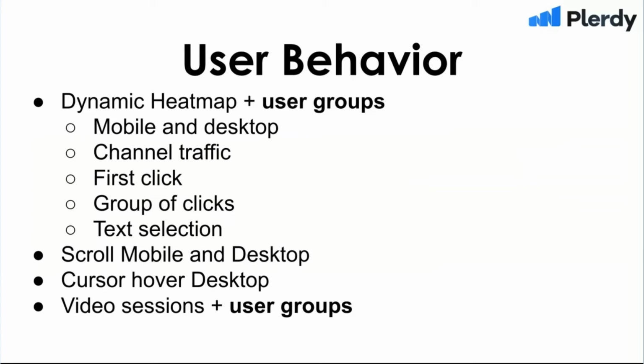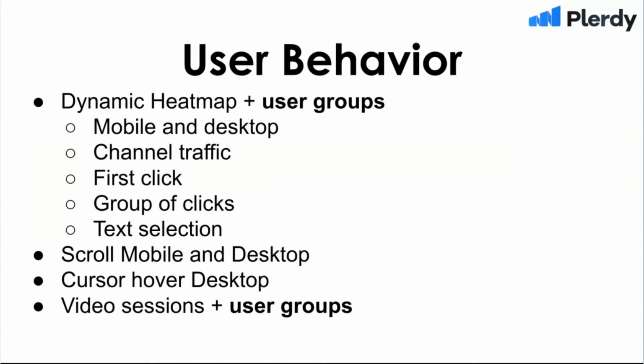Then with this, you will be able to learn the behavior on the mobile and on the desktop, because right now we're living in times when you can't say just check the user behavior. No, you have to segment or divide into mobile, desktop, and other devices. Also, divide by channel traffic. Understand where the first click was done. First click is really important. Then you can actually check the group of clicks, and check the text selection. The words are important. Even despite the fact that now we're transitioning to the video formats, the words are important.